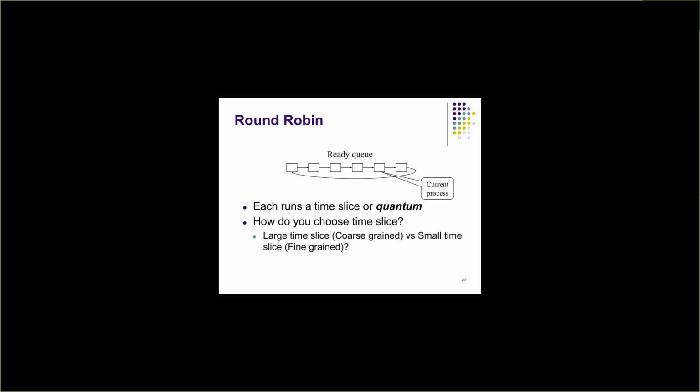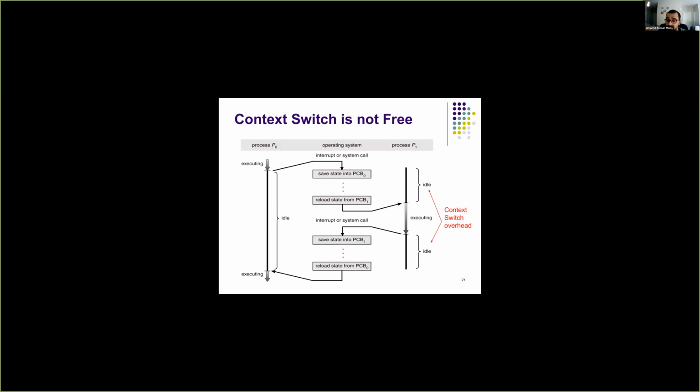Because processes that aren't atomic would not be finished, and there's a lot of overhead in switching. Perfect. Exactly. So context switch is not free. In order to switch, there is work that needs to be done by the operating system. That means it is consuming CPU cycles.